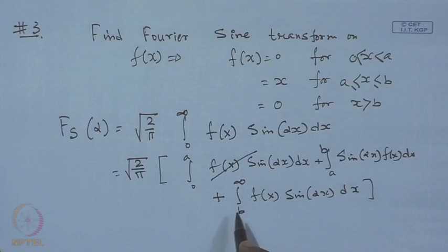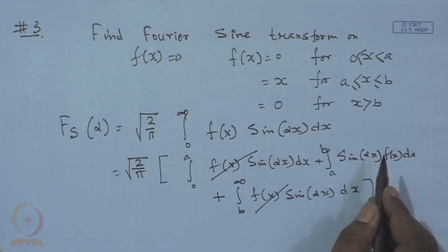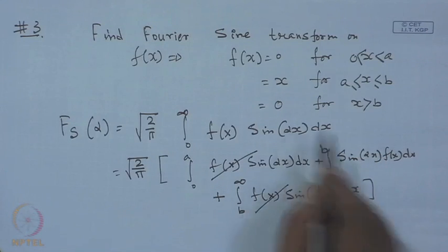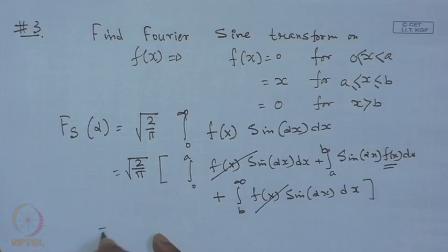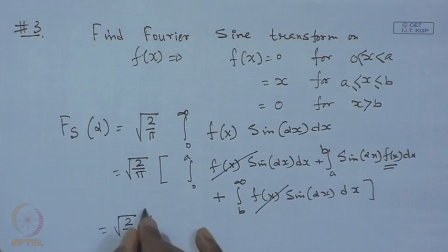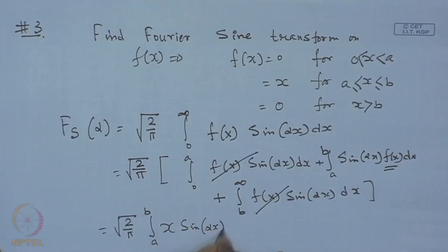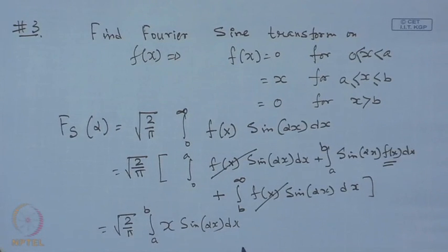f(x) is 0 for x greater than b, b to infinity. So, this term will also be gone, and only one term will survive, that is a to b, where f(x) becomes x. So, this becomes root over 2 by pi integral a to b x sine alpha x dx, and this we can do by integration by parts.